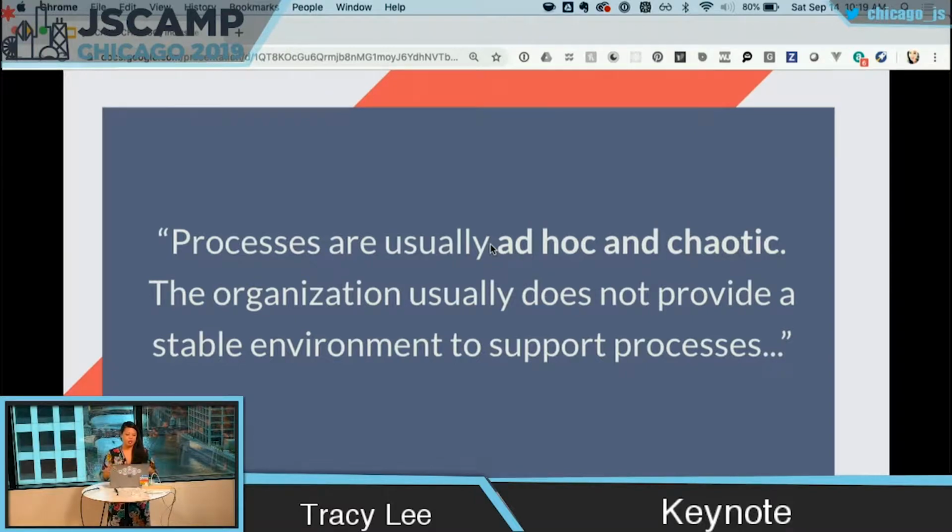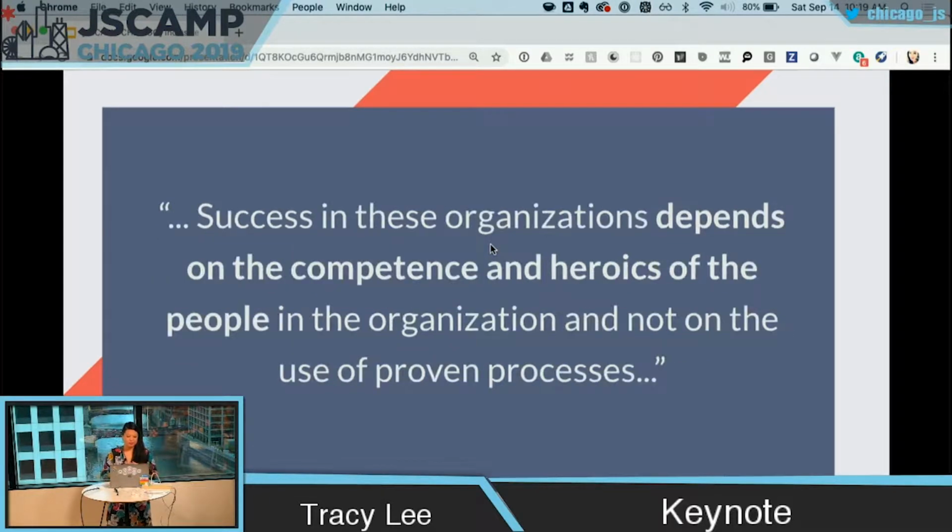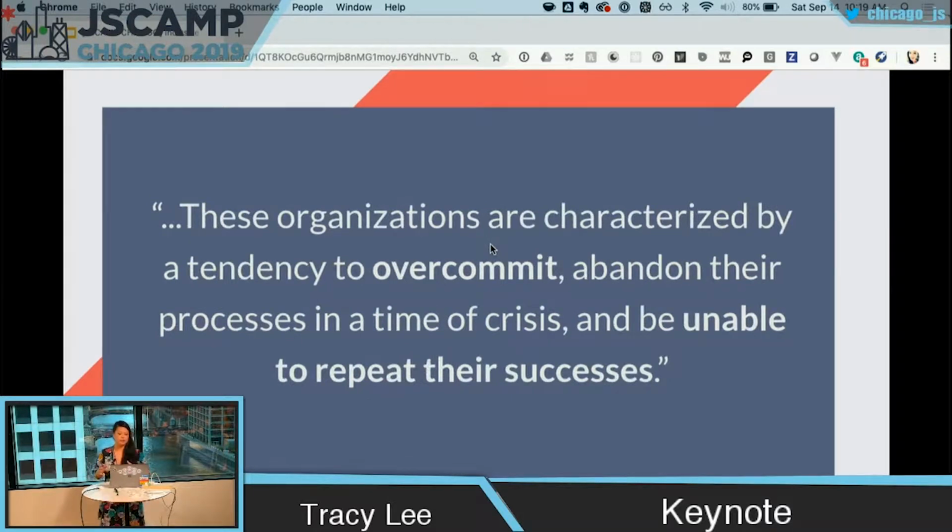So in this organization, processes are usually ad hoc and chaotic. The organization usually does not provide a stable environment to support processes. Success in these organizations depends on the competence and heroics of the people in the organization and not on the use of proven processes. They're characterized by their tendency to overcommit, abandon their process in the time of crisis, and be unable to repeat their successes. So this means that only rockstar developers can really succeed in this type of environment. You're constantly overcommitted and rushing things. Why did a project fail or succeed? It's completely arbitrary. Projects will go over schedule or blow through budget, and also nobody knows who's supposed to do what, right? There's confusion over roles and responsibilities, micromanagement, tons of bike shedding.